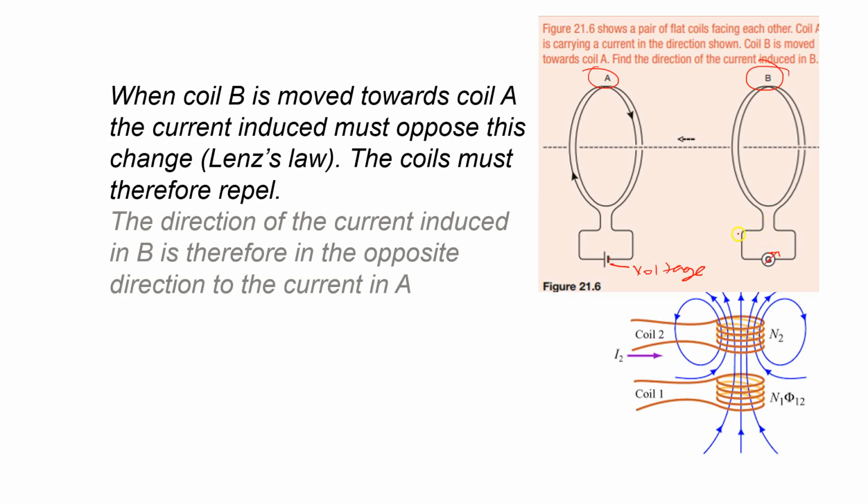Now you're going to hear me talking about Lenz's law very soon, but we can just read what it says here. It says that when coil A is moved towards coil B, the current induced must oppose this change, and this is what Lenz's law states, which just tells us that the coil must repel. The coil must therefore repel.